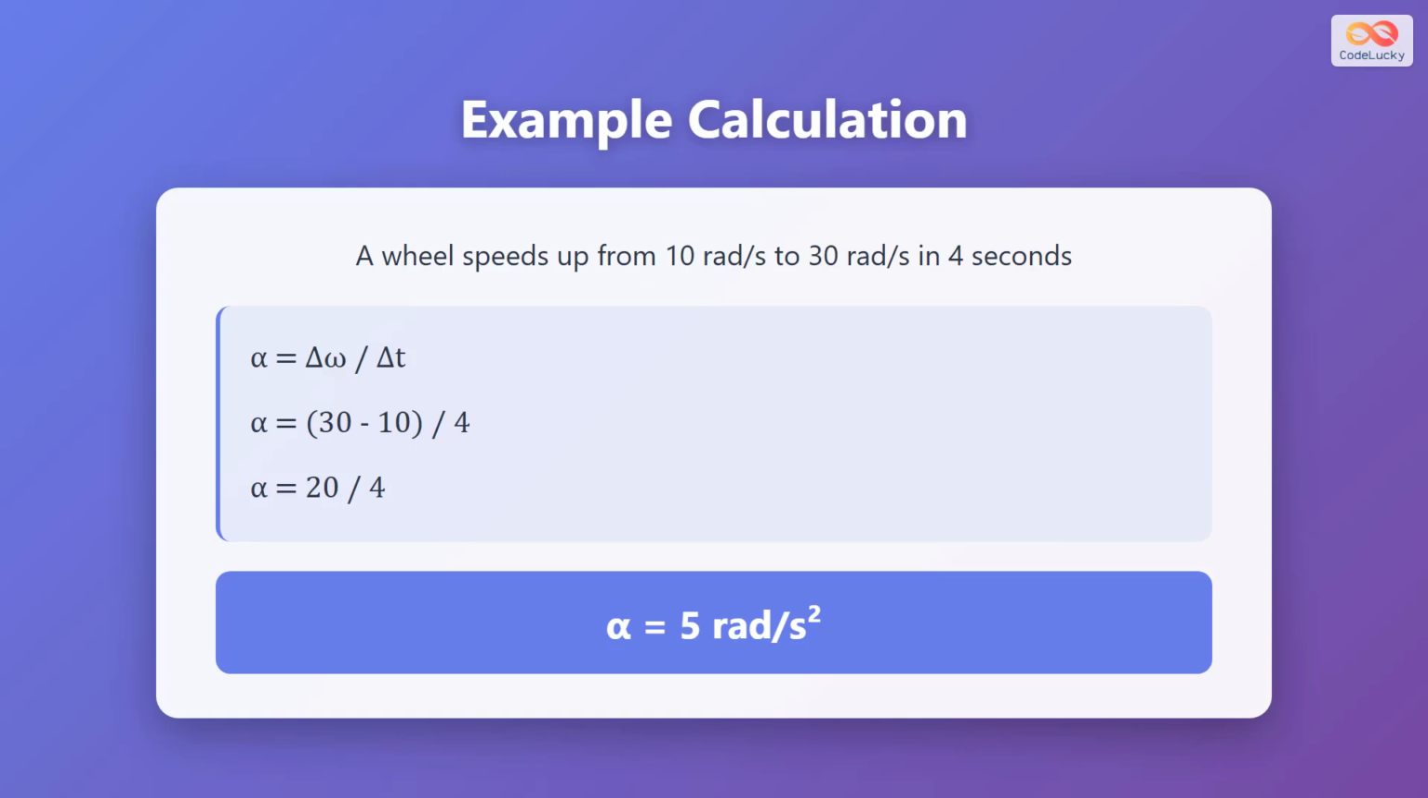Let's work through an example. A wheel speeds up from 10 radians per second to 30 radians per second in 4 seconds. Using our formula, alpha equals delta omega divided by delta time. That's 30 minus 10 divided by 4, which equals 20 divided by 4. The result is 5 radians per second squared.